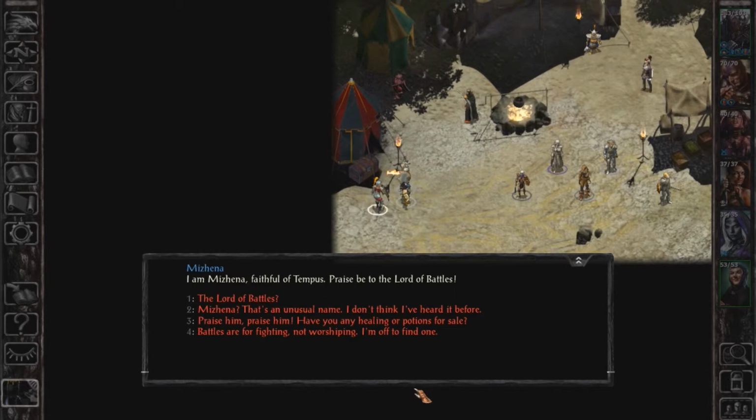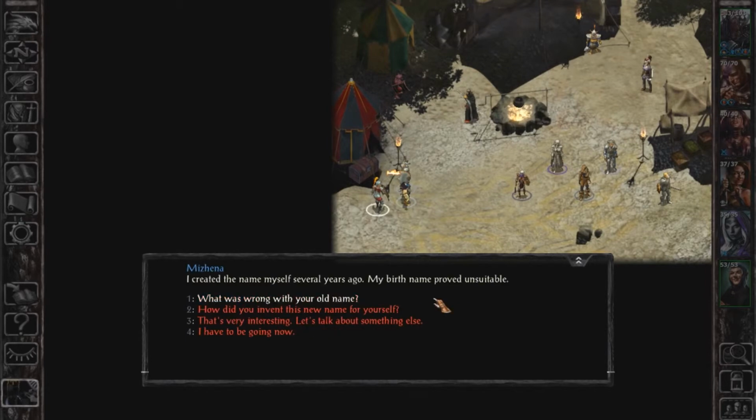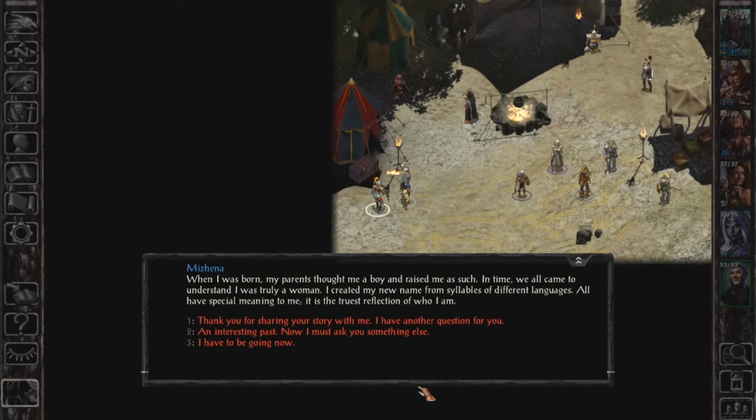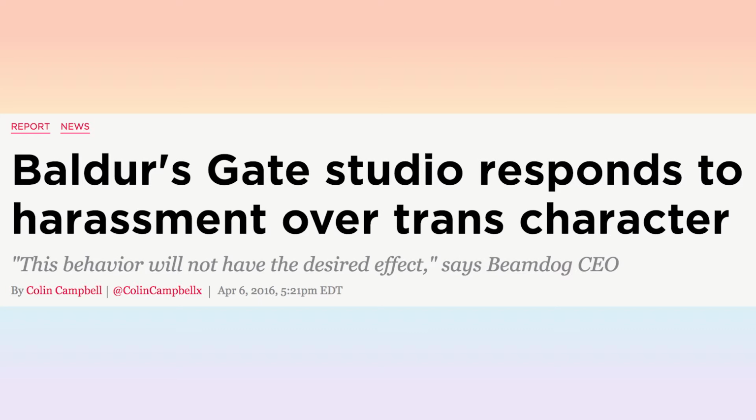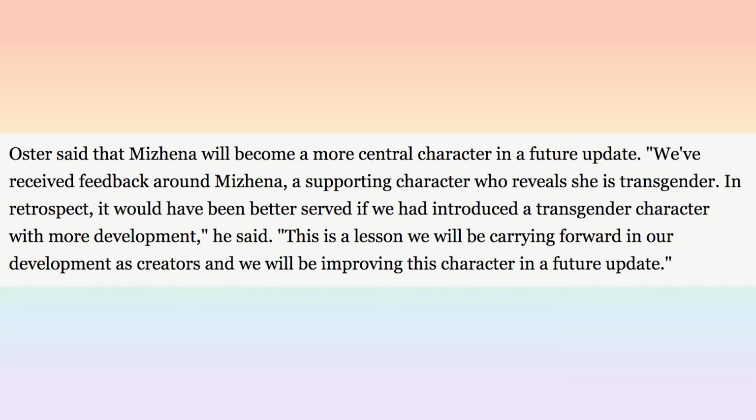The backlash seems even more ridiculous when considering that Magena doesn't just randomly shout to the player that she's trans. You have to ask about her name, and then ask what was wrong with her birth name to even get this dialogue in the first place. Fortunately, Beamdog didn't back down after the harassment, instead promising to improve Magena by further developing her character.